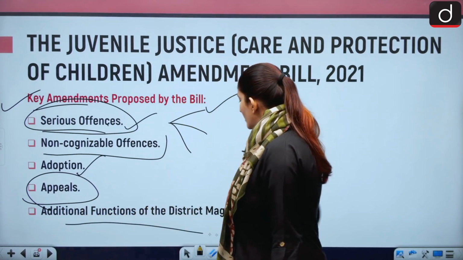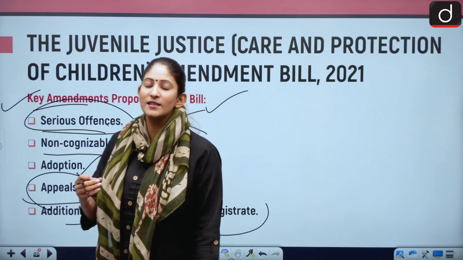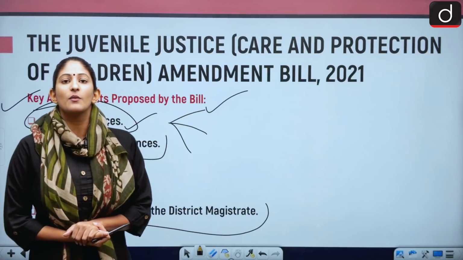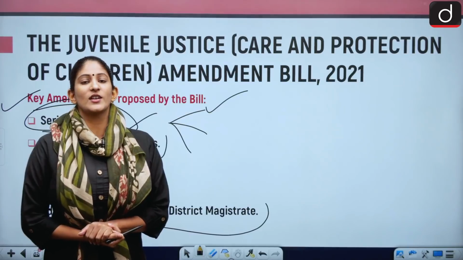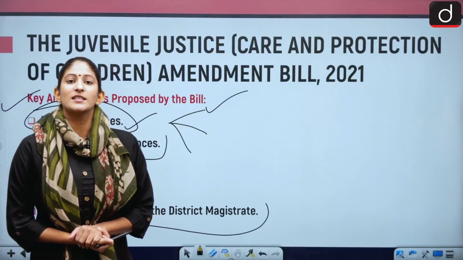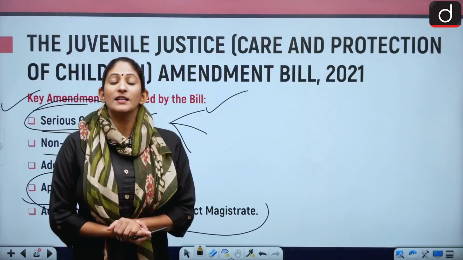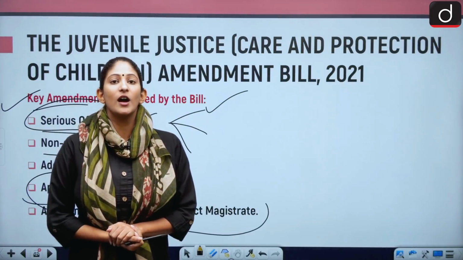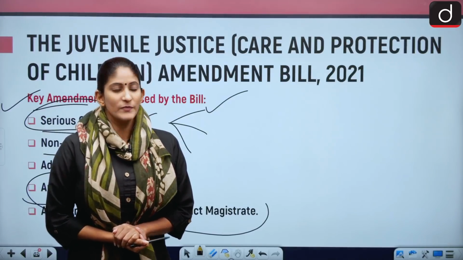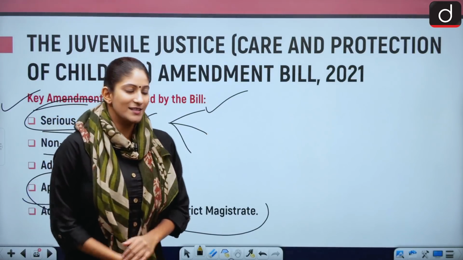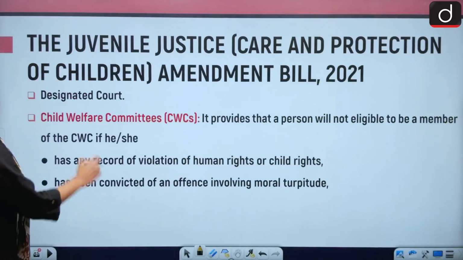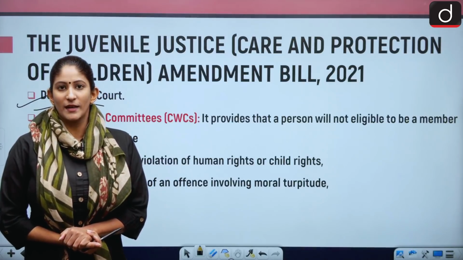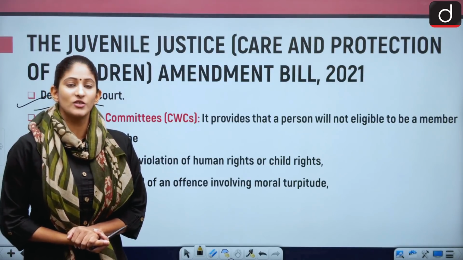Then additional functions are there for district magistrates, such as reviewing the quarterly reports of child welfare committees and working in tandem with many bodies such as juvenile justice boards, special juvenile protection units, and district child protection units. So now the DMs will have a lot of work to do when it comes to having the Juvenile Justice Act in place. Then designated courts will be there. Any offences now will be tried by designated courts like the Children's Court.